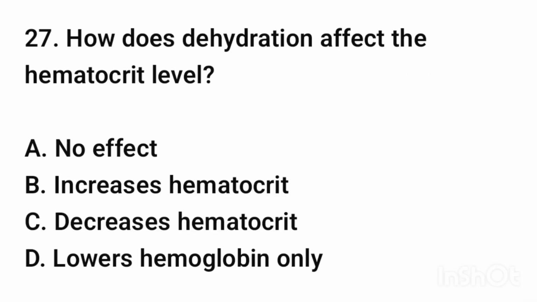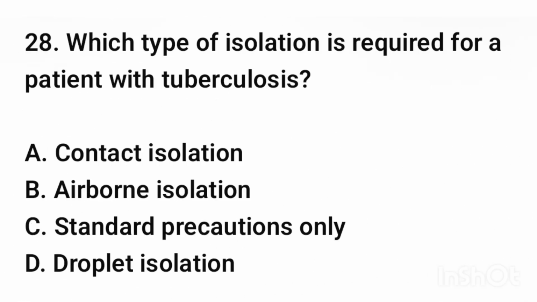Question number 27. How does dehydration affect the hematocrit level? The correct answer is option B. Increases hematocrit. Question number 28. Which type of isolation is required for a patient with tuberculosis? The correct answer is option B. Airborne isolation.